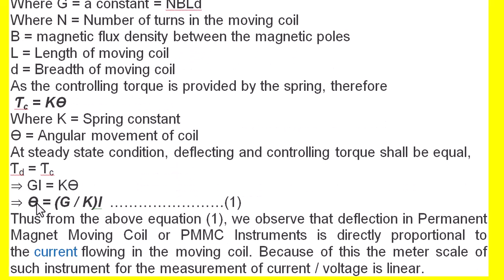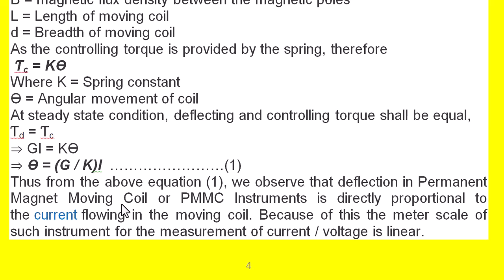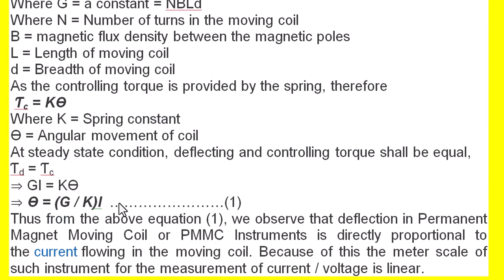So from this, the angular deflection of the coil can be written as theta is equal to G by K into I. This clearly shows that theta is directly proportional to the current because G and K are constants. So the scale of the PMMC instrument is linear.